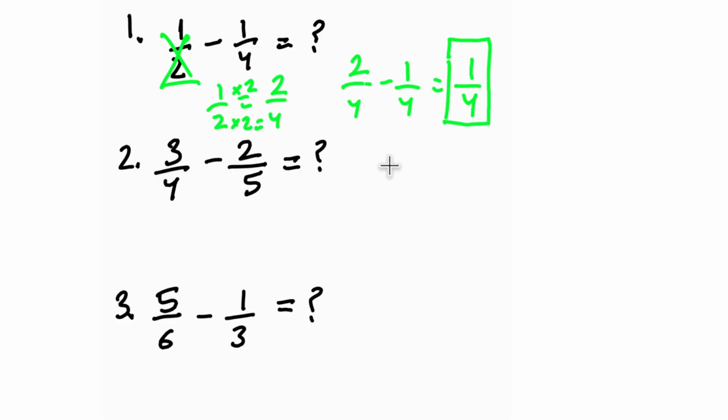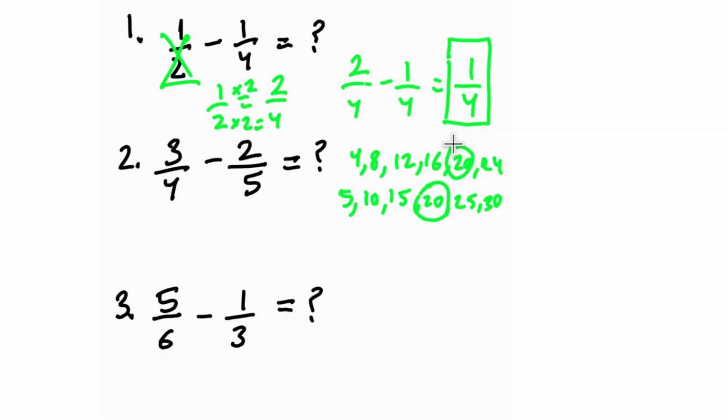So what are the multiples of 4? Let's list them out. 4, 8, 12, 16, 20, 24. And for 5, we have 5, 10, 15, 20, 25, 30. Okay, this should be enough. So do we see any similarities between these two? Well, 20 is repeated in both. So our least common multiple of 4 and 5 is 20.